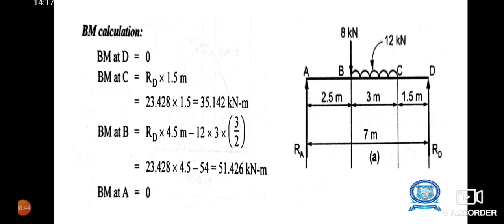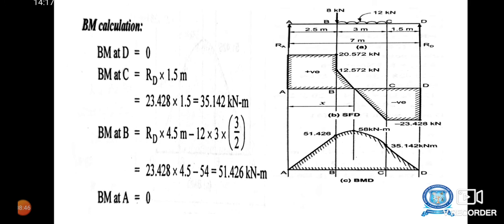Next, draw the bending moment diagram. The first point is 0. The C point value is 35.142, a positive value. Next, the B point value is 51.426 kilonewton meter. Next, the A value is 0. You join all the points and it forms that shape. That is the bending moment diagram.